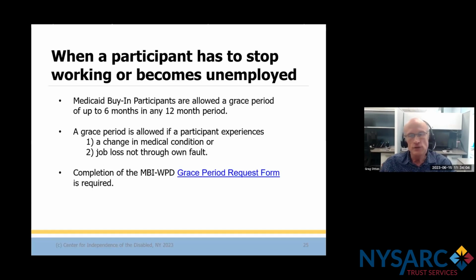Now, I alluded earlier to a grace period. Up to 6 months in any 12-month period. And that's when there is a job loss due to no fault of the consumer. It could be a change in medical condition that temporarily doesn't allow him or her to work, or it could be a layoff or termination. What it can't be is somebody just voluntarily resigning. So if it's an allowed thing, then there is a grace period request form that is submitted to the office.